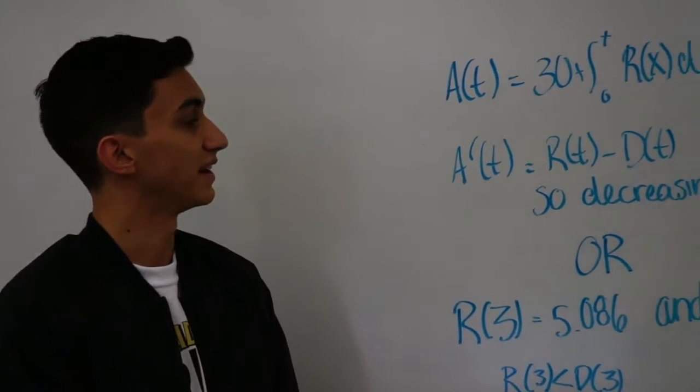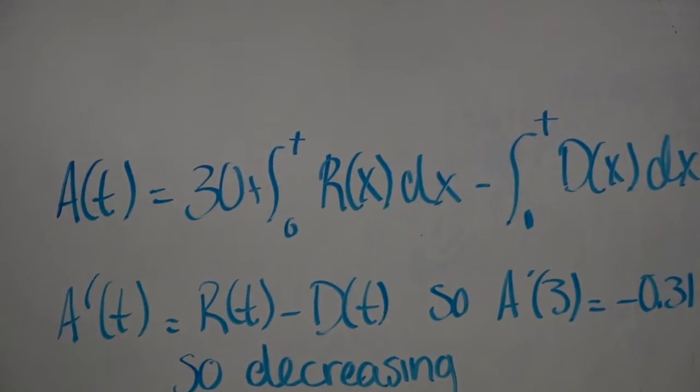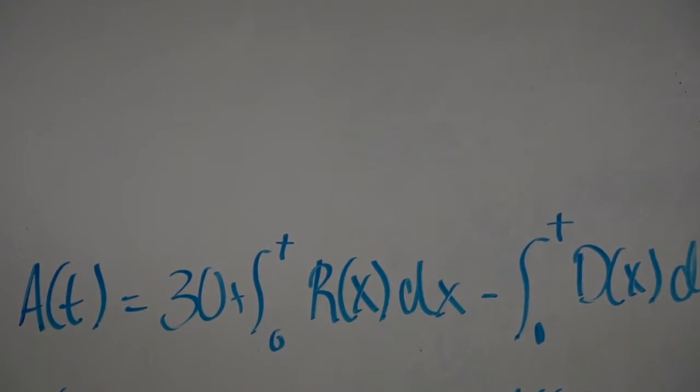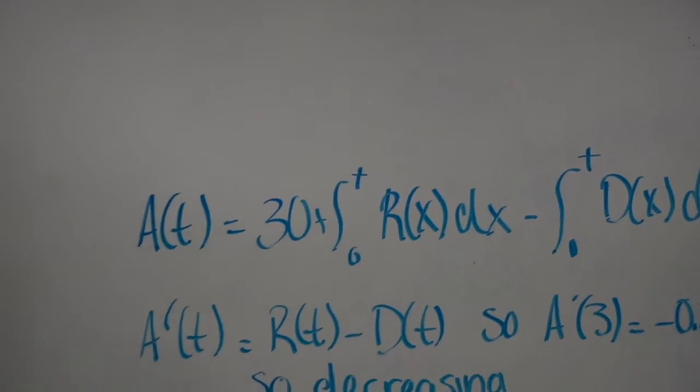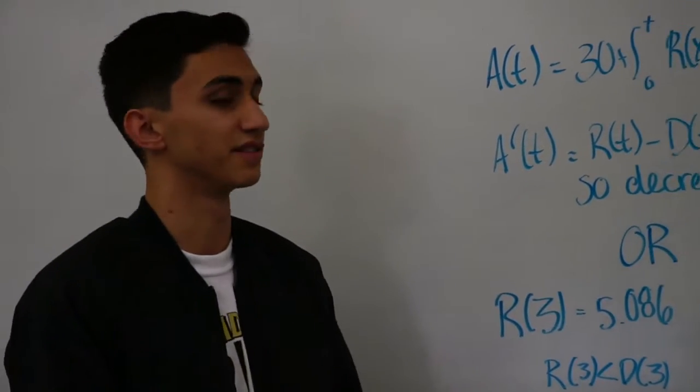So for this, he does A of t is equal to 30 plus the integral from 0 to t of r(x) dx minus the integral from 0 to t of d(x) dx. And we need to find the rate at which the water is either increasing or decreasing. And so we need to take the derivative of this to find the rate.